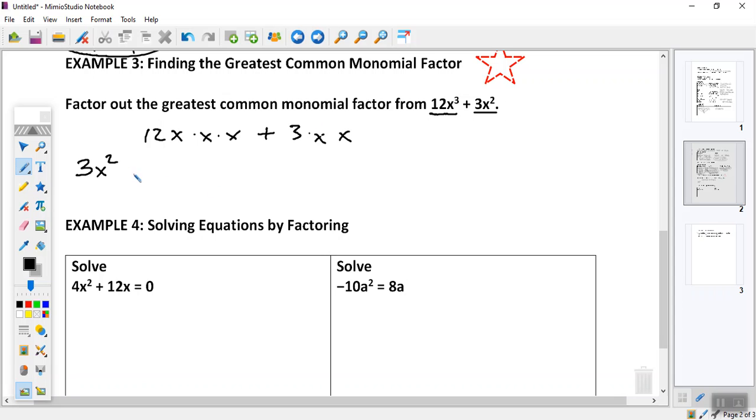Okay, so watch what happens here, kids. This becomes 3x squared times the following. This 12 times x times x. When I take 3x squared out, what's the 12 over 3 make right here? 4. Okay, and then this x, we took 2 out of the 3 x's away when I factored out. So how many x's would remain here?